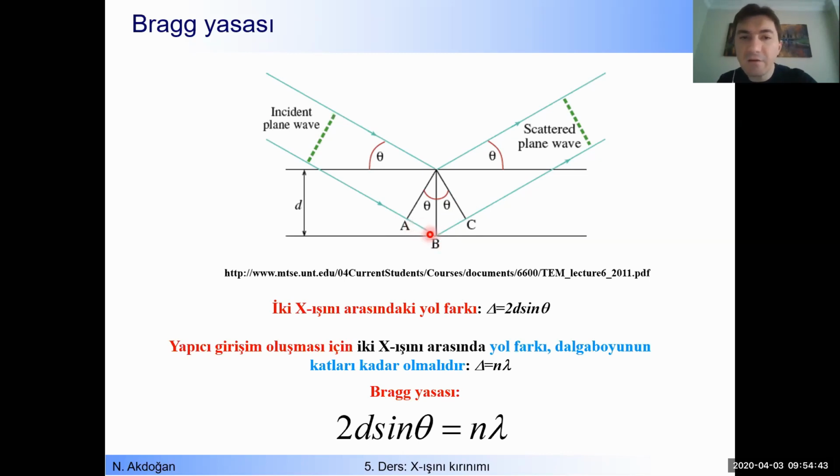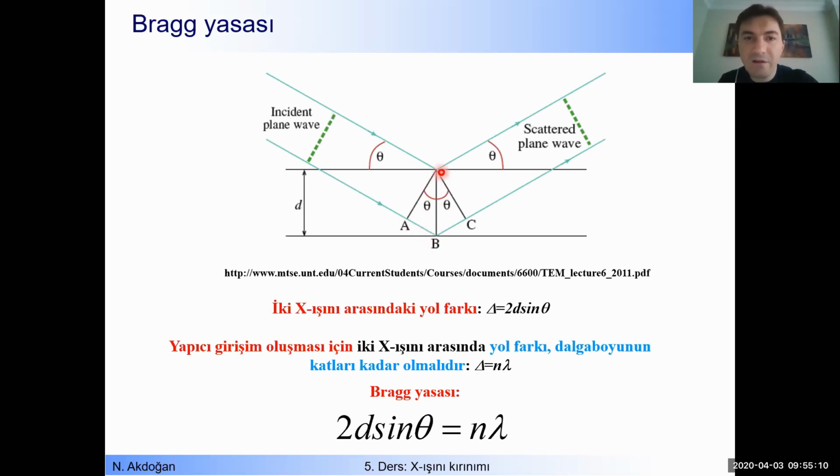So how to calculate this? AB plus BC, and what is the name of this one? This distance here is called the path difference. Path difference, okay? Path difference between that X-ray and that X-ray. So this path difference, by using the geometry, you can calculate.